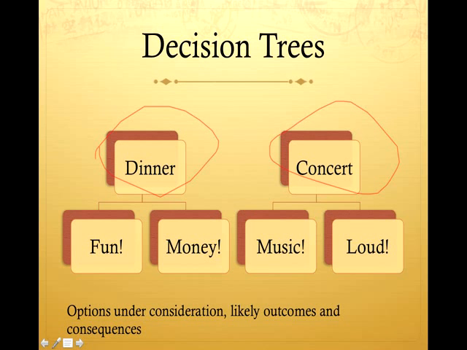And then the options here are it should be a lot of fun if I go out to dinner with my friends, but it's going to cost me some money. If I go to the concert, it'll be some really awesome music that I like, but it's also going to probably be pretty loud. And I'm an old lady and I don't like my ears to ring for 3 or 4 days anymore. So we start with outlining the pros and cons for each decision. If you've ever made a pros and cons list, you've made a decision tree.